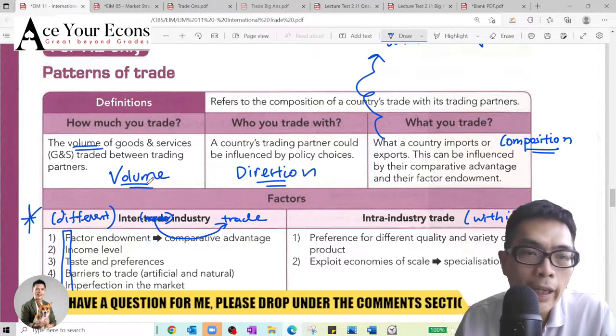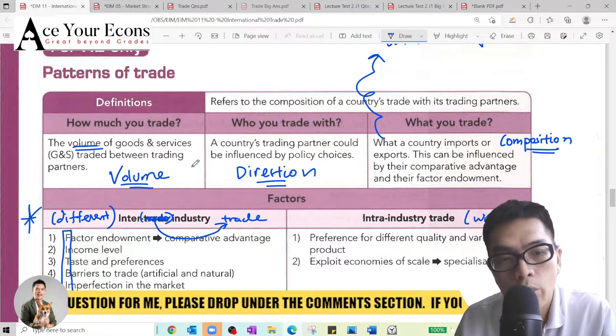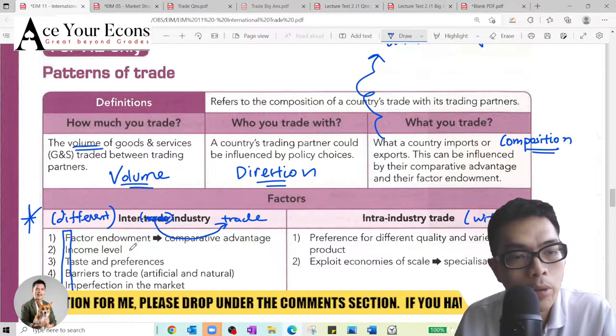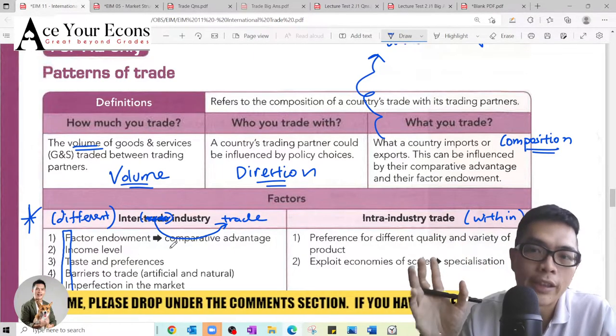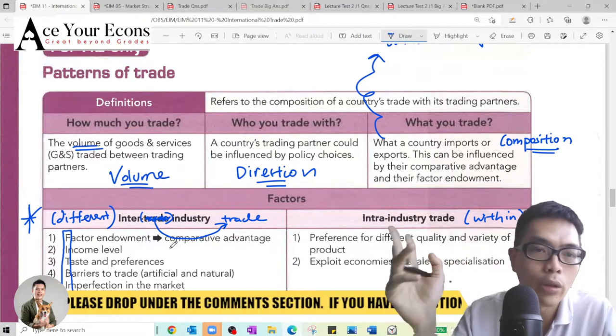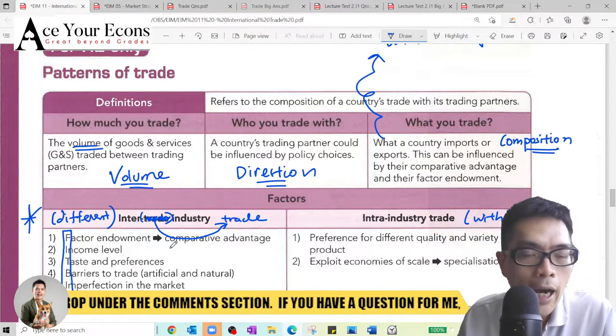How do we link to volume? Volume is actually fairly straightforward. Okay, I'll probably show you in the second one. Like I say, some of the options can be one, some of the options can be two, some of the options can be three. Okay, so second one, income level.